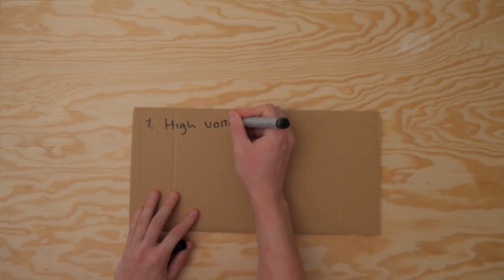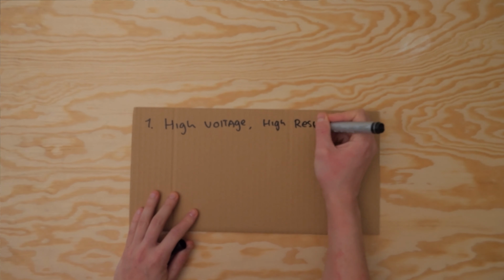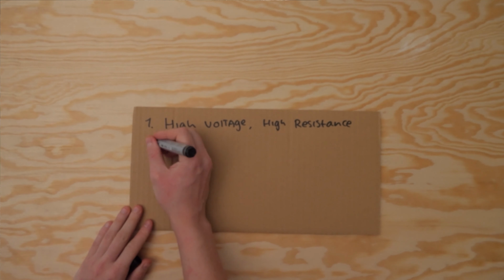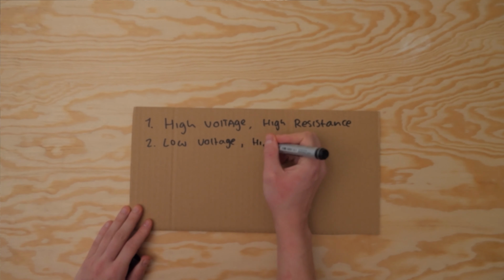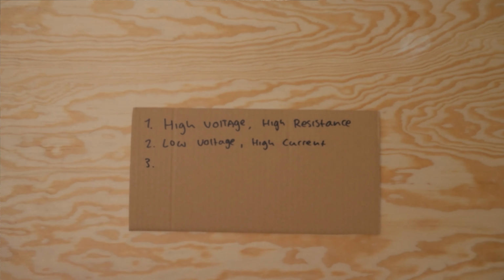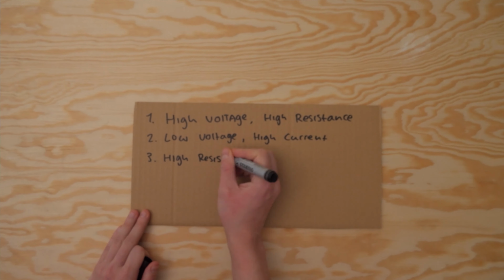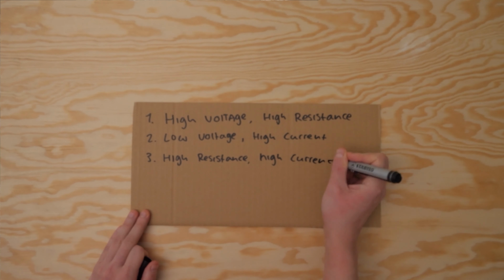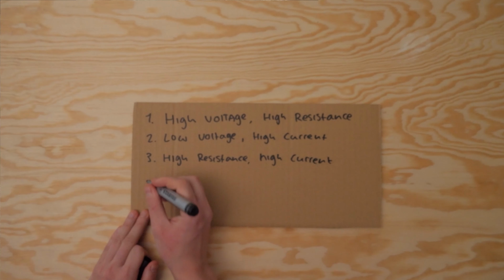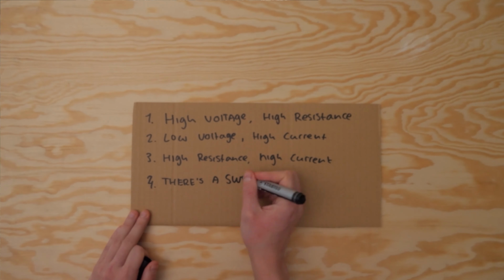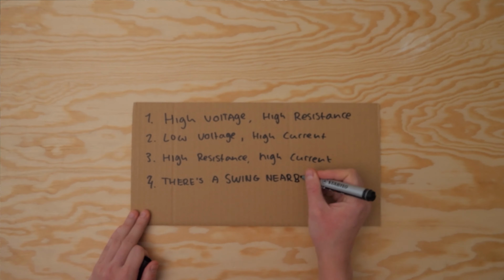Now, to get you to make a more clear mental image of this idea of these slides, answer these questions. 1. What could the slide look like if there was a high voltage and a high resistance? 2. There's a low voltage and a high current. 3. There's a high resistance and a high current. This one's great. And 4. If there was actually a swing nearby the slide.